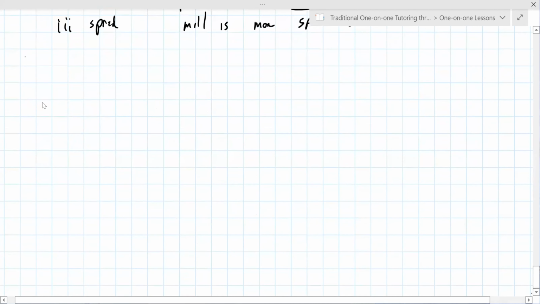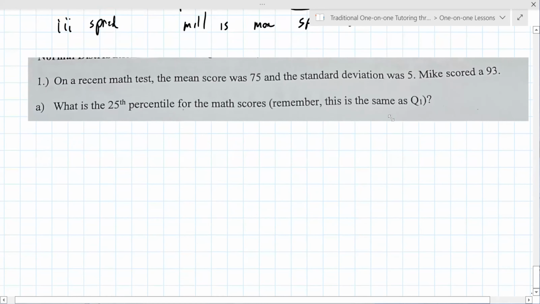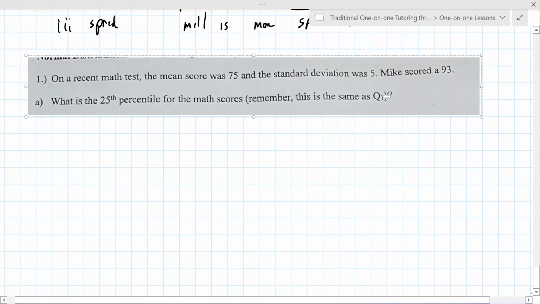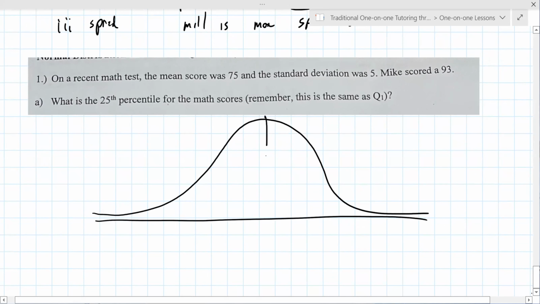Okay, here we go. On a recent math test, the mean score was 75 and the standard deviation is 5. Mike scored a 93. What is the 25th percentile for the math scores? Okay, so the idea here is that in a normal distribution, here's the mean 75. The 25th percentile means that there is 0.25 area in the curve right here.